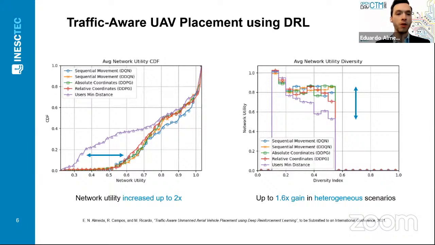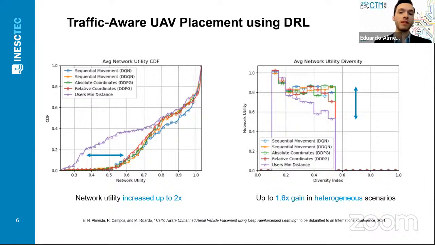So we can see that our solutions are the ones on the right. So they are much better than our baseline, which is the purple line, and corresponds to the baseline in which the UAV is positioned in order to minimize the average distance to the users, which is equivalent to saying that it wants to maximize the average signal-to-noise ratio to all users. So we can see that our network utility increased up to 2 times in some scenarios.